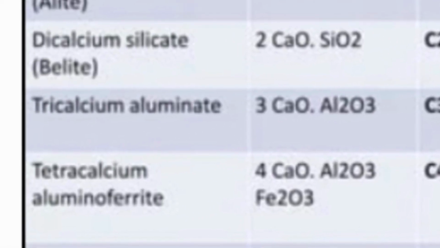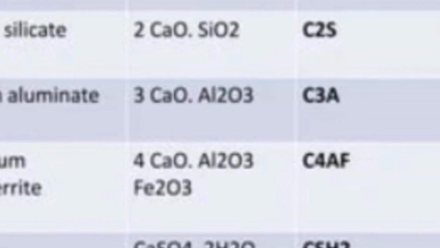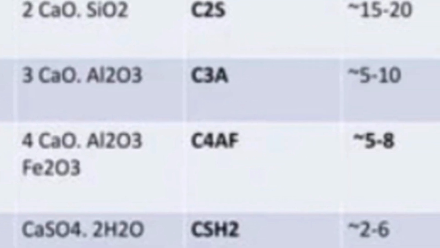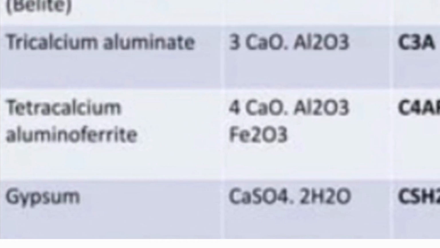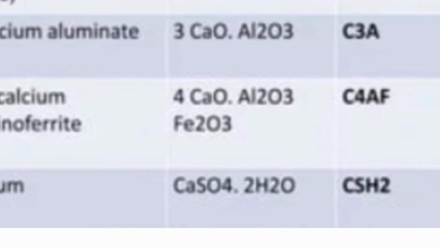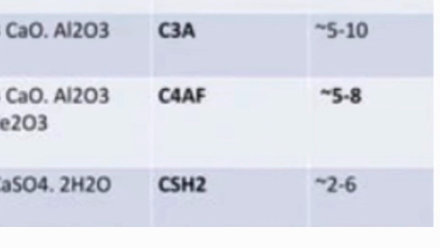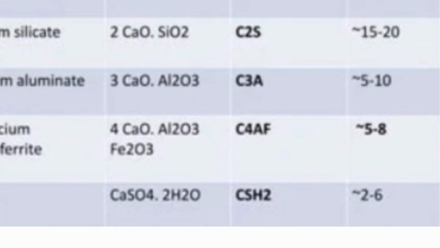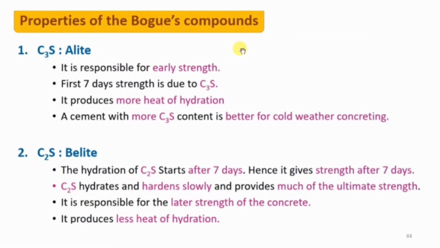And the next one is tetracalcium aluminoferrite, that is 4CaO.Al2O3.Fe2O3, and it is written as C4AF, and the percentage by weight available is 5 to 8%. And the last one is gypsum, that is CaSO4, which is written as CSH2, and the percentage available is 2 to 6%. So these compounds are known as Bogue's compounds.